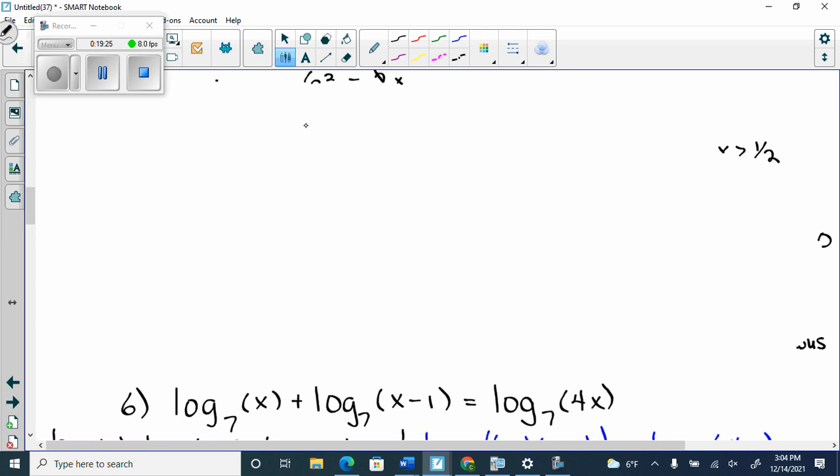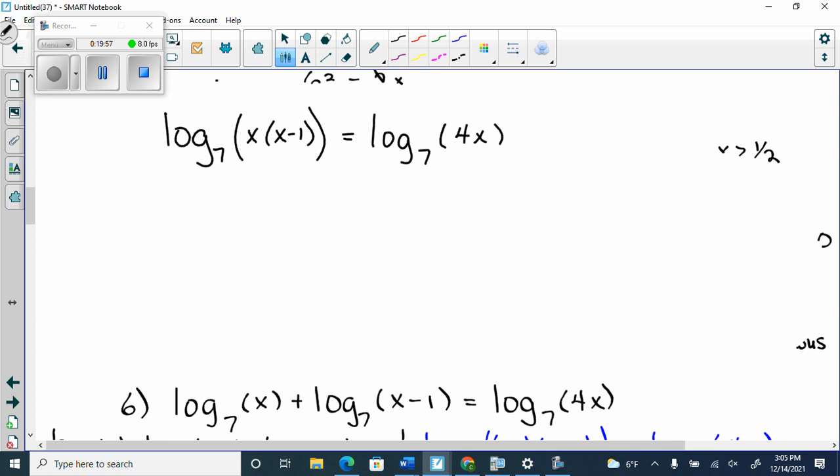Okay? So this side, base 7, base 7, base 7, it screams, put me together. So you can either move them all together and put them together, or, because they're all logs, which is shorter, you put the logs on the one side together, put the logs on the other side together, and watch. So we're going to get log base 7, and then here I would get x times x minus 1. And then on this side, I would get log base 7 of 4x, correct?